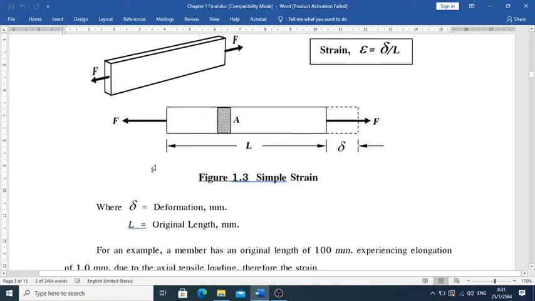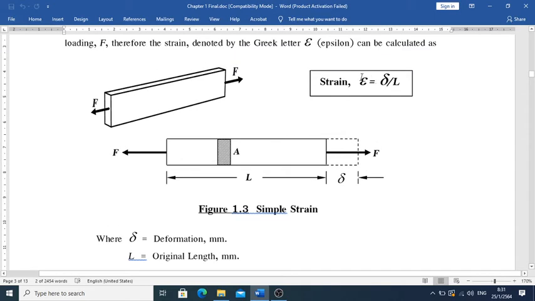Therefore, in this figure, we have applied a load of F there. So we have an elongation of delta. So delta over L, we call it strain. So the strain is going to be delta over L, which has dimensions of millimeter over millimeter. So the strain is dimensionless.